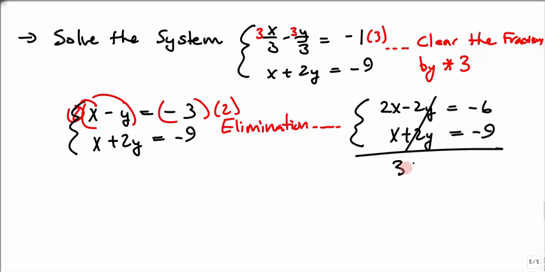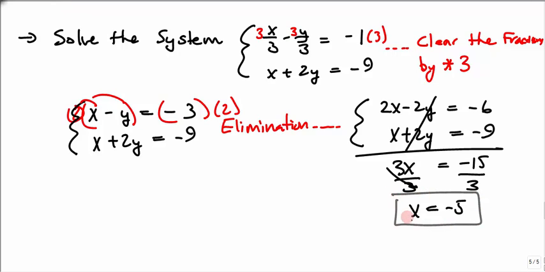2x plus x is 3x. 3x is equal to a negative 15. Divide through by 3, and I get x is equal to a negative 5. Now how do I find y? Well, we find y by substituting or plugging in x equals negative 5 into either equation.